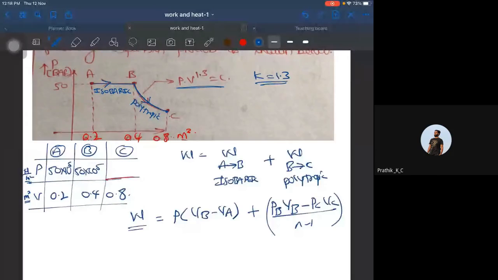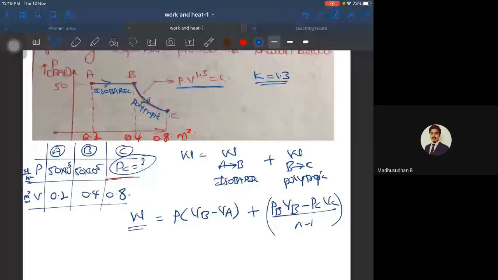In order to calculate the work done, is there any missing value? PC, sir. PC I have to calculate. So the PC value is not known. How do I calculate the value of PC? What is the provision? PB by PC is equal to (VC by VB) to the power n.